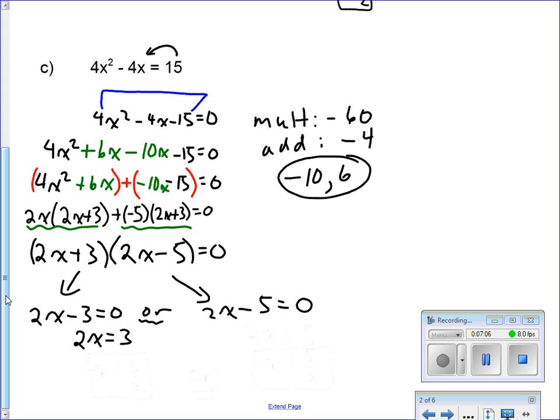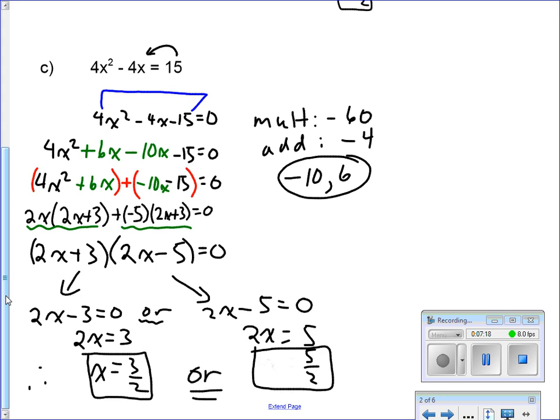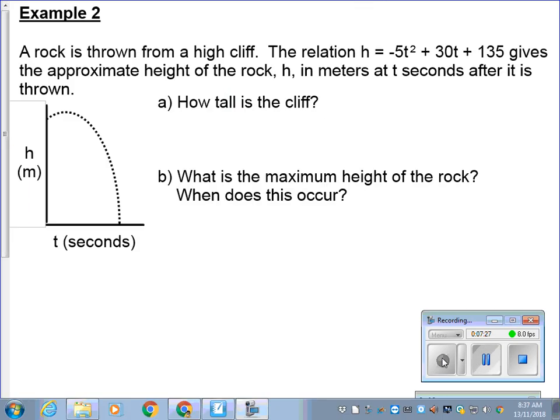So we end up with 2x is equal to negative 3. Solving for x, we end up with x equals negative 3 over 2, or let's go to the other part. So now we go and solve for 2x. So 2x equals 5, and then we end up with x is equal to 5 halves when we solve for x.